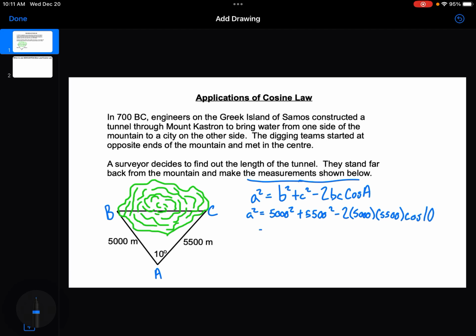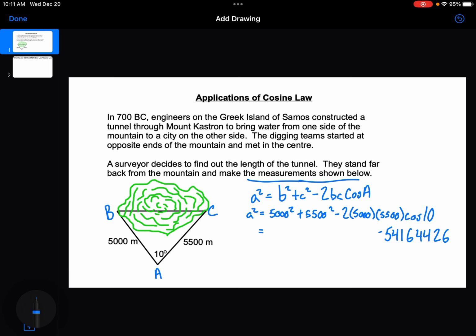Now we're gonna go through, and I would do this backwards if I was doing it. So I'm gonna do cos 10 times 5,500 times 5,000 times 2, and I'm gonna get something like this. And I'm not gonna have a decimal here. These numbers are all very big, so all we're gonna do is just round to the nearest whole number. We would get 541,644. Now I'm squaring 5,500.